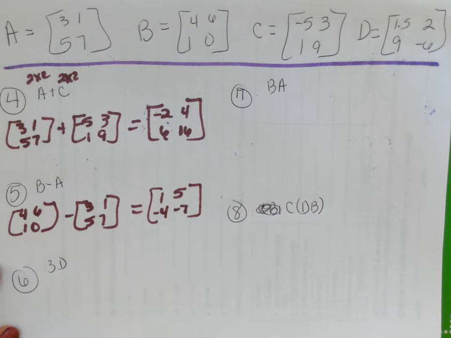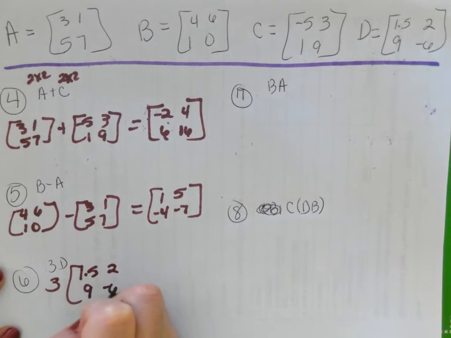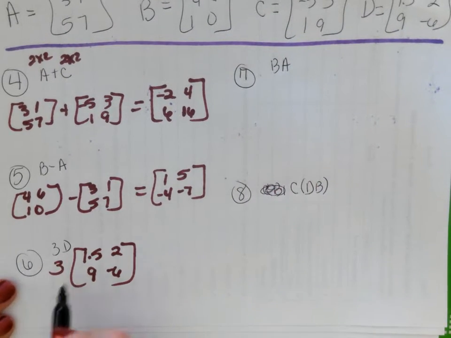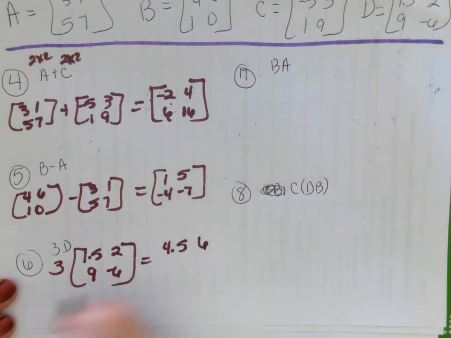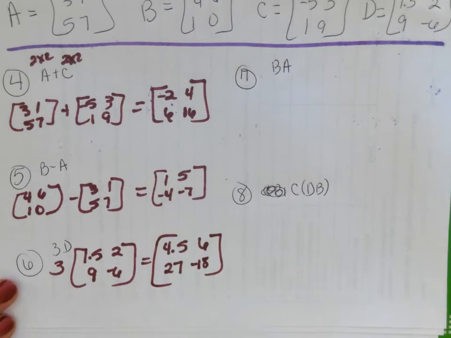The next one involves scalar multiplication. It says multiply everything inside of D times 3. So it looks like this. So, doing a little math, 3 times 1.5 is 4.5. 3 times 2 is 6. 3 times 9 is 27. And 3 times -6 is -18.